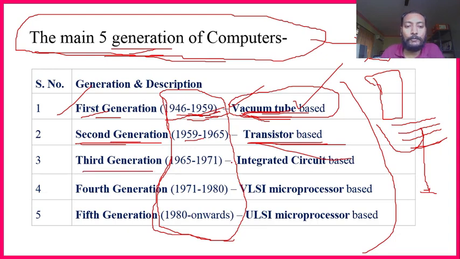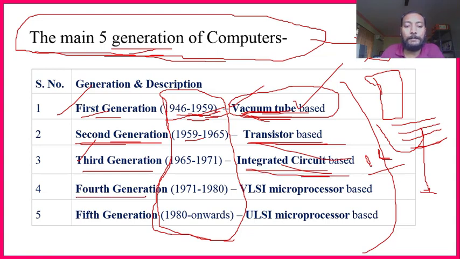The third generation that came is called integrated circuit based. The short form was also asked in the exam 2 years back: IC based. They may ask the short form sometimes. In which generation can IC based computers be seen? A, B, C, D. The answer is the third generation. If you go to the third generation, you get the integrated circuit.